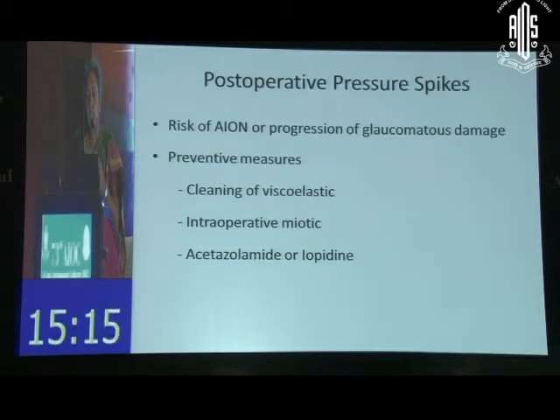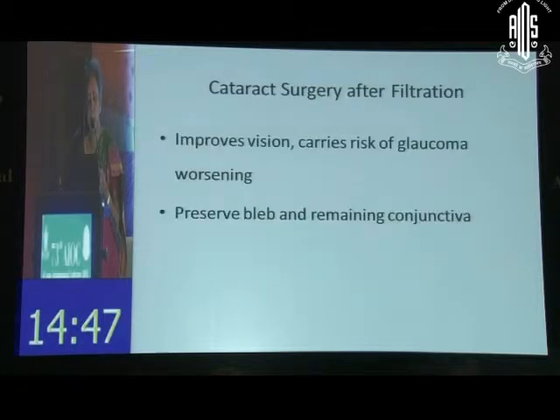What are the risks one can anticipate when you do only a cataract surgery? The spike that can happen in a compromised disc can be an issue, and the risk of AION also should be kept in mind. So you have to take all precautions to minimize such possibility. Cleaning up the viscoelastic, and there are some studies that have shown intraoperative miotics will take care of the postoperative IOP spike. Or routinely you can give systemic Diamox.